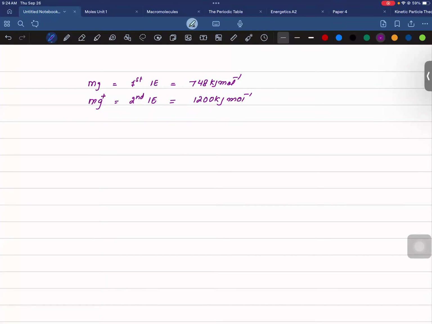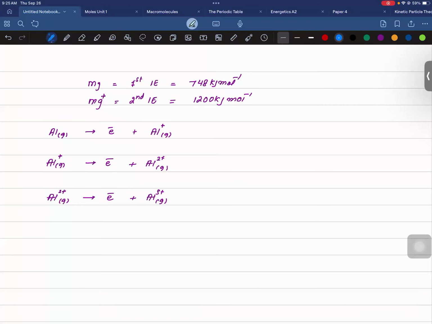And the same goes for aluminium. If you have aluminium in the form of gas, first you remove one electron, and it becomes Al+ gas. Then you remove its second electron, so aluminium becomes Al2+ cation. Then you remove its third electron, and it becomes Al3+ ion in the form of gas.